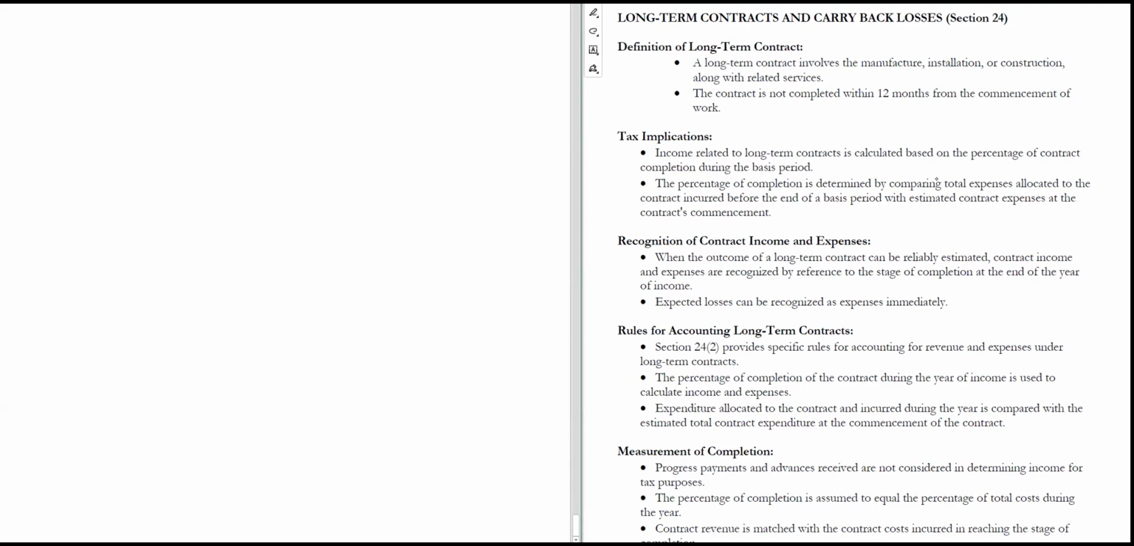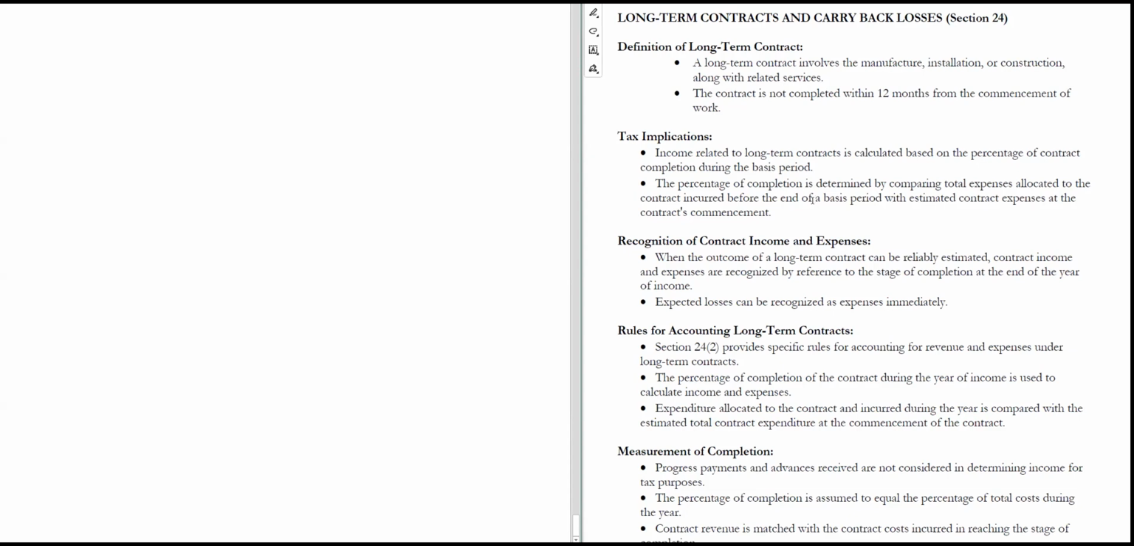Okay, so let's look at long-term contracts under Section 24. What is a long-term contract? Now, a long-term contract involves the manufacture, installation, or construction along with related services for someone, right? And the contract is not completed within 12 months from the commencement of work. So it's long-term because it exceeds one accounting year.